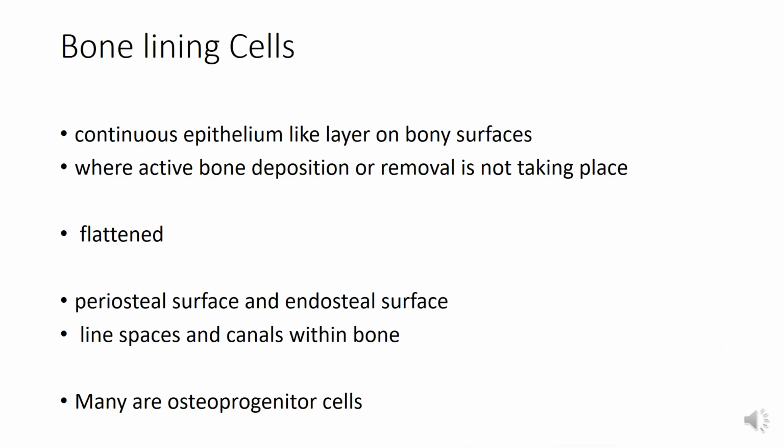Next, there are bone lining cells, which are present as a continuous epithelium-like layer on bone surfaces where active bone deposition or removal is not taking place. If there is active bone deposition, there will be osteoblasts. If there is active bone removal, there will be osteoclasts. If it is inactive, you will find bone lining cells, which are very flattened cells found on the periosteal surface and endosteal surface, and also lining the spaces and canals within the bone. So you have osteoprogenitor cells, osteoblasts, osteoclasts, osteocytes and bone lining cells, 5 different types of cells.